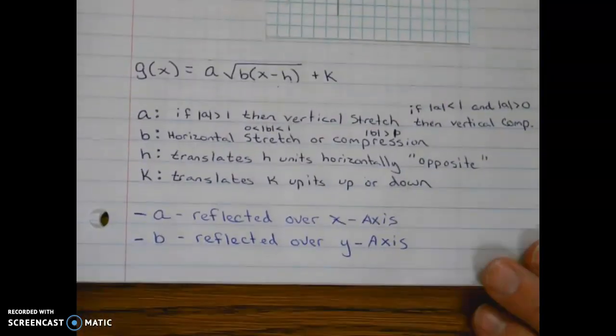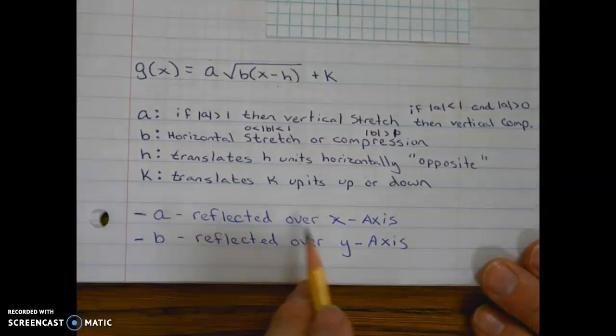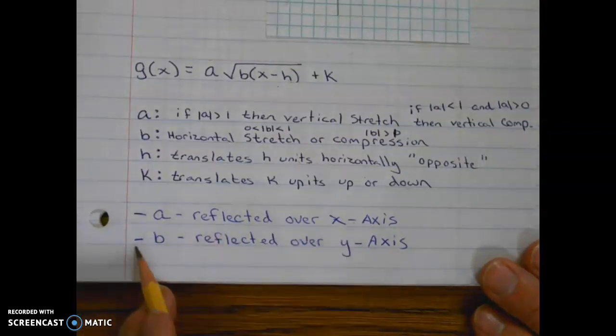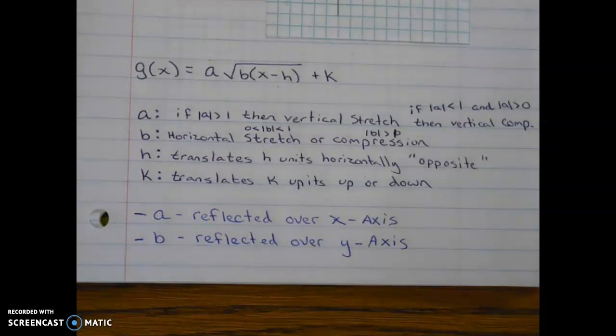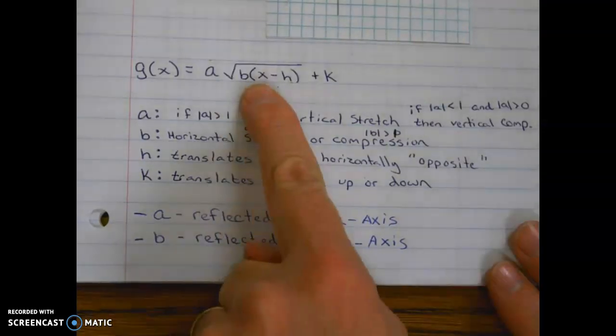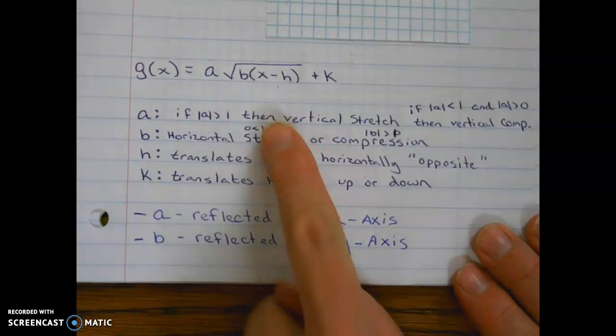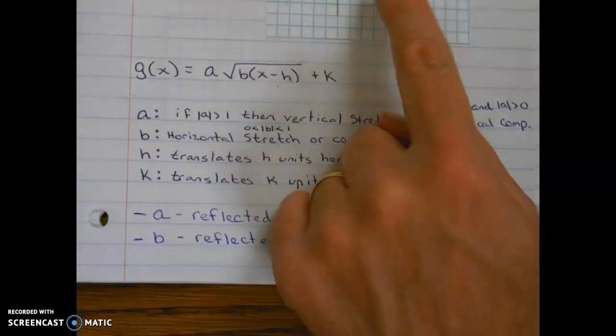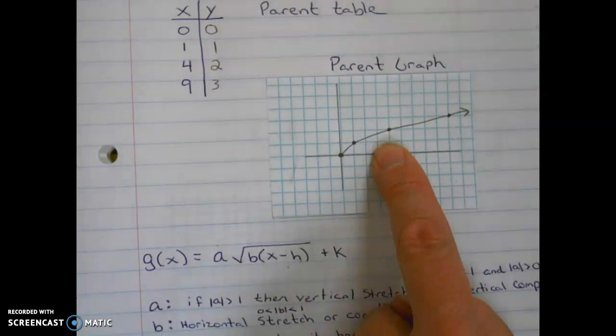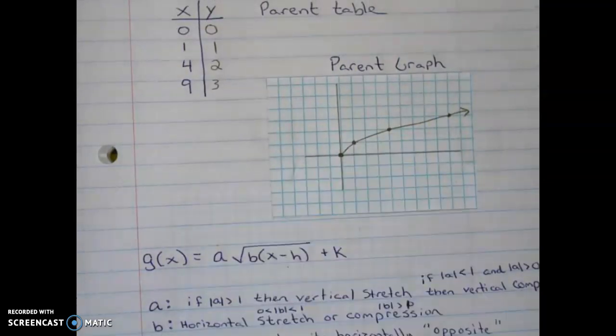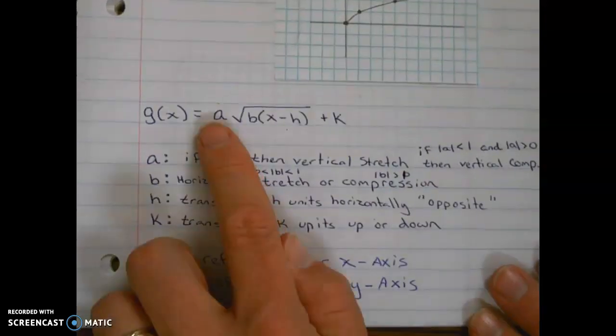And then finally, if a is negative, it's reflected over the x-axis. If b is negative, it's reflected over the y-axis. So there was a quick 5-minute review of your different parameters. So what we're going to be doing when we come to class is looking at an equation and writing down the changes the parent function is going through based on these parameters.